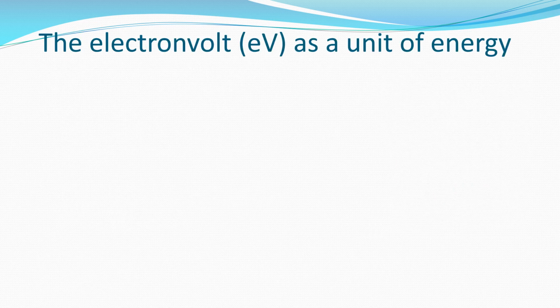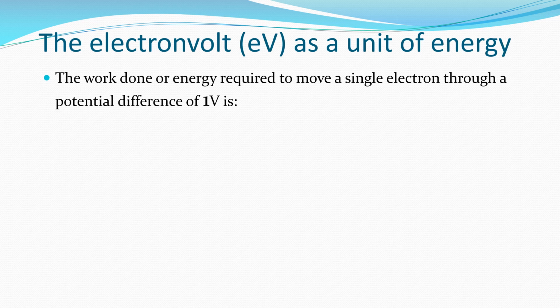One quick note before we go is the electron volt. The electron volt is a unit of energy. The work done, or energy required, to move a single electron through a potential difference of 1 volt is equal to W equals QV, 1.6 times 10 to the negative 19 multiplied by 1, and that is 1.6 times 10 to the negative 19 joules.